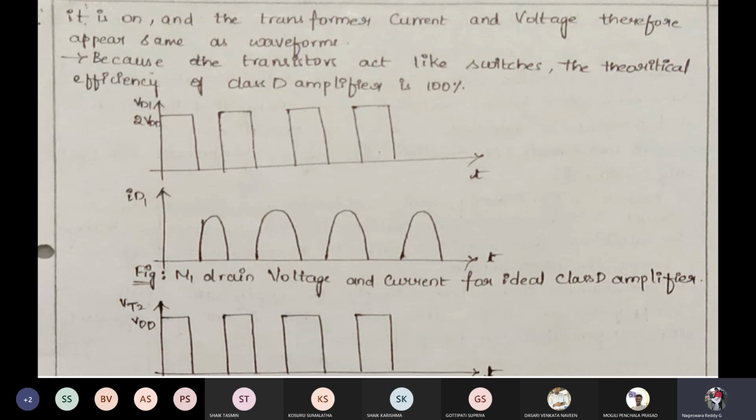The transformer current and the voltage levels appear as waveforms. You can observe from the graphs. Because the transistors act like switches, the theoretical efficiency of class D amplifiers is 100%.